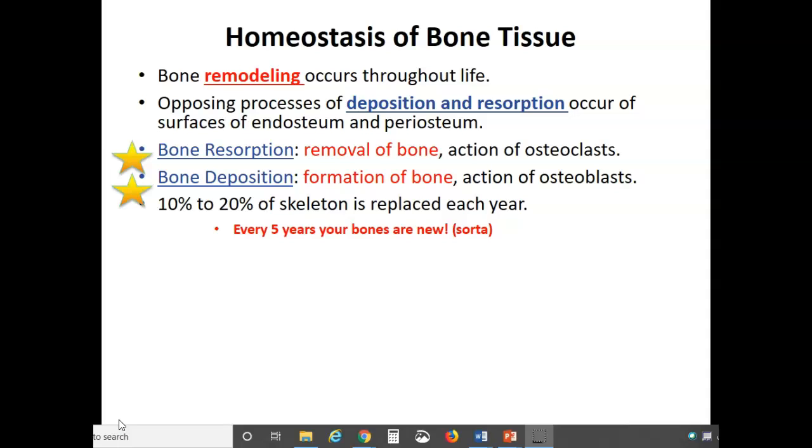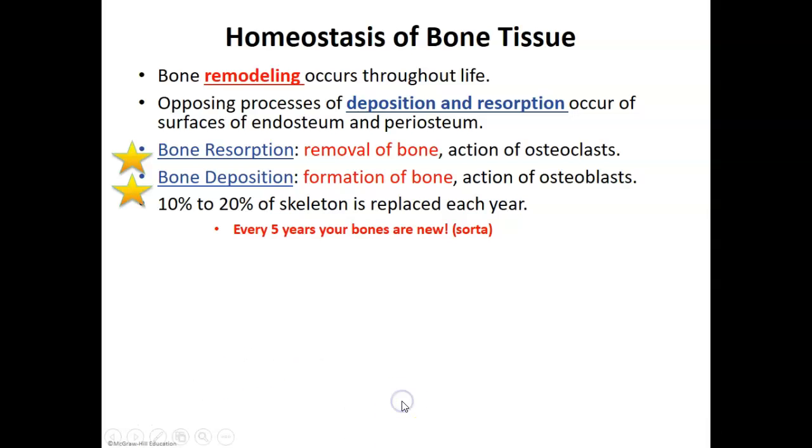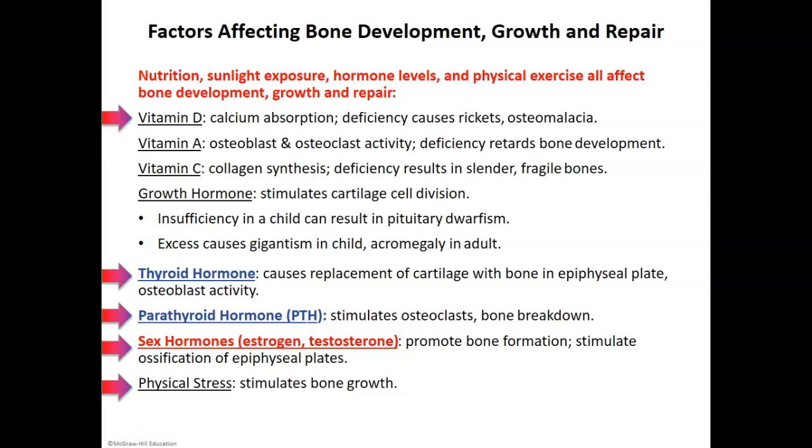So here's a fun fact, about 10 to 20% of your skeleton is replaced every year. So if you do the math, about every 5 years, you could all do bones. Well, not exactly, but you get my point. So there are some factors that are going to affect bone development, growth, and repair. So if you have the presence of these hormones, which you all do in your bodies, or we'll talk about these vitamins or growth hormone, we'll cover how each of these things are really important to maintain the extracellular matrix surrounding your bones and stimulate long bone growth before puberty.